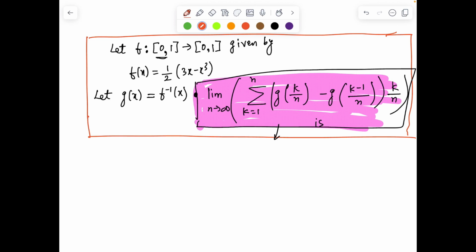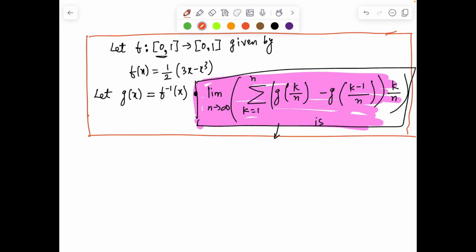So f is a function from [0,1] to [0,1] given by f of x is half times 3x minus x cubed, where g of x is f inverse x. We need to find the limit of this function. So remember, we have two important things. g is defined as f inverse x.